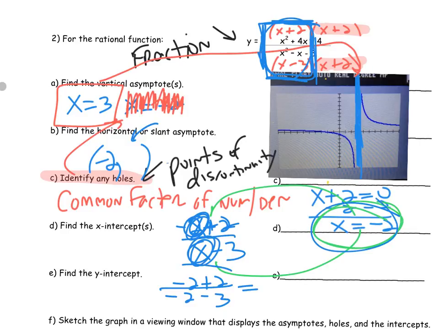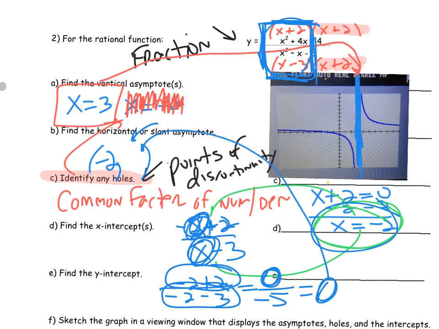Here I have negative 2 plus 2, which is 0. Negative 2 minus 3 is negative 5. And 0 over negative 5 is just 0. So that means this particular graph doesn't have a vertical asymptote at x is equal to negative 2. It has a hole at the point negative 2 comma 0.